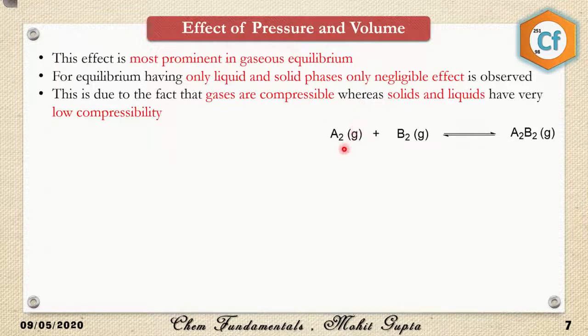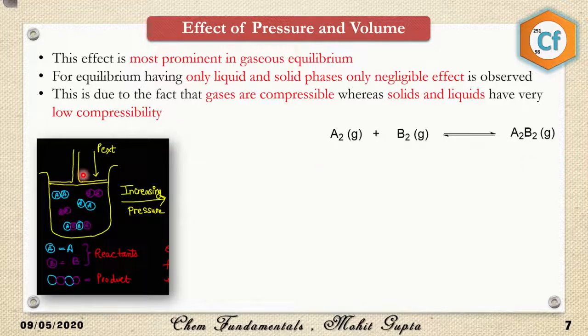I have taken an example. A2 gas plus B2 gas is giving me A2B2, which is the product. All of them are in gaseous state. So I have made this diagram. I have taken a container which contains A2 molecules, B2 molecules and A2B2 molecules. Attached a piston here, and if I provide an external pressure onto it, the pressure will increase. Since pressure is inversely proportional to the volume, if I increase the pressure, the volume of the container would decrease.